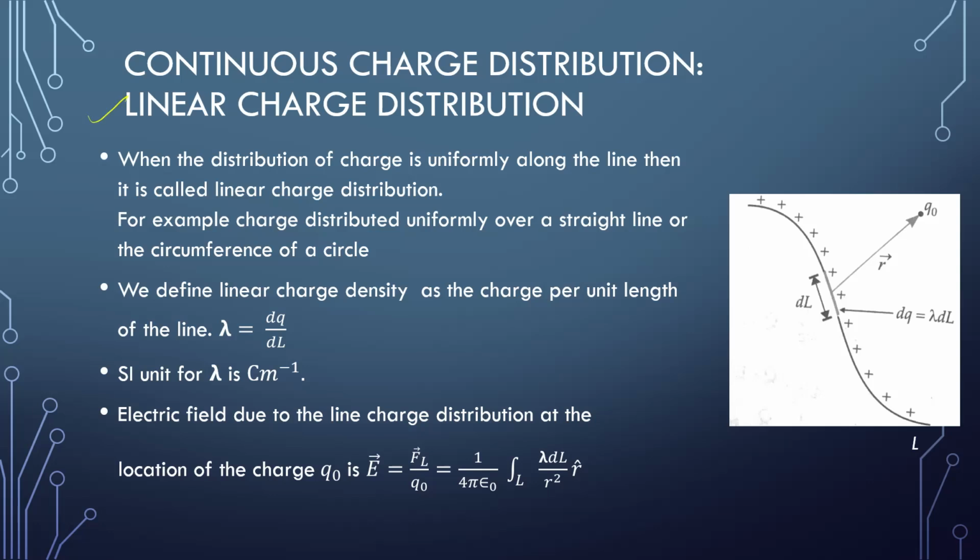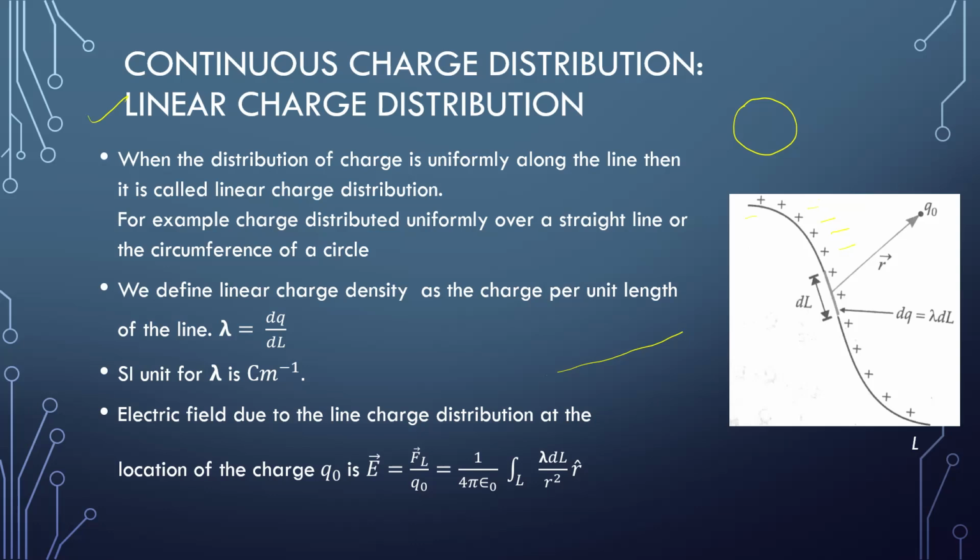Now, first of all, we will talk about linear charge distribution. So, what do we understand by linear charge distribution? When the charge is distributed over a line, it can be a straight line, it can be a curved line, it can be the circumference of a circle, it can be anything. That is, the charge is distributed uniformly over the entire line. As you can see over here, we have considered a line L, and the positive charges are distributed over the complete line.